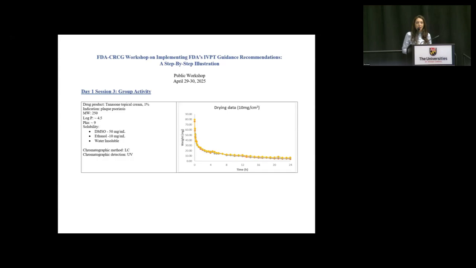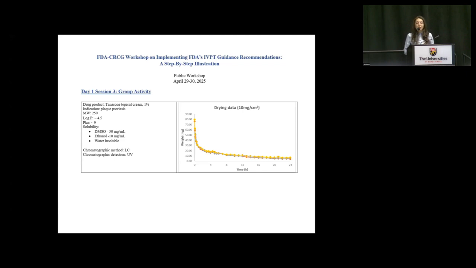So first, I'm going to give an overview about what the exercises were, and then we're gonna hear from a volunteer from each group, where they would summarize the discussions and the lessons learned, so that we can give a summary for our online audience who did not get a chance to participate in these exercises. So we first introduced a hypothetical drug product.